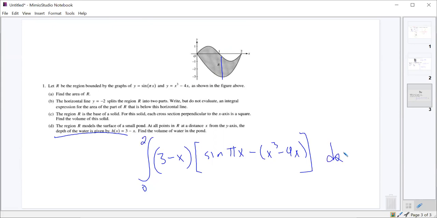And then your calculator can evaluate what that is for you. Does that make sense? Yeah, thank you. You're welcome.